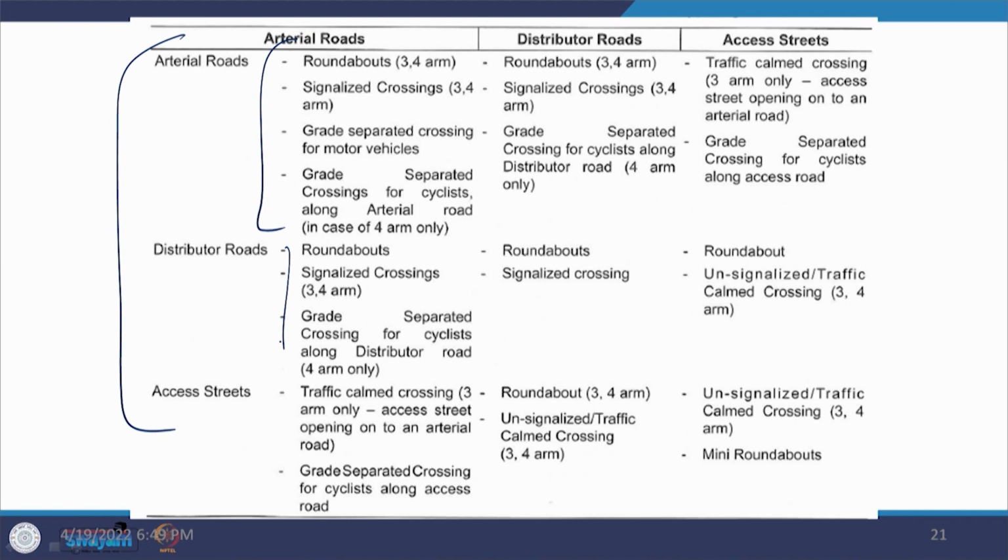Okay. So, the motor vehicle grade separated crossing being talked about here is not there, and when you are looking at access streets, then traffic calming measures become important, and a grade separated crossing for cyclists along the access roads can be one way of creating better movement. So, this particular chart gives you an idea that depending on the type of crossings, what type of facilities can be provided in these cases.